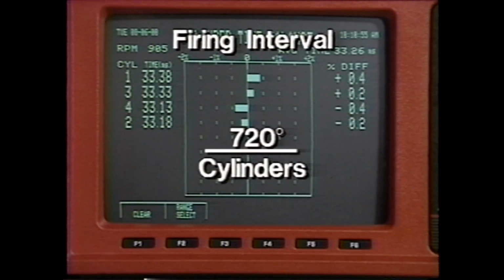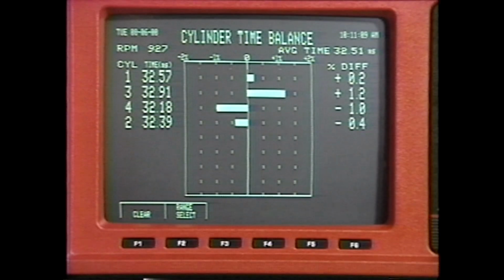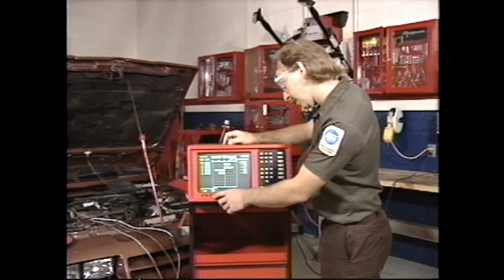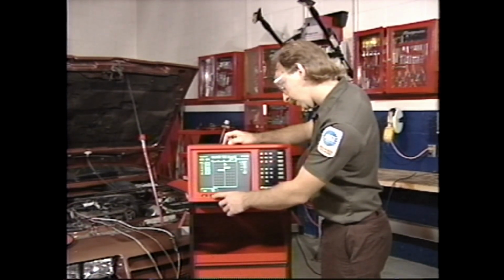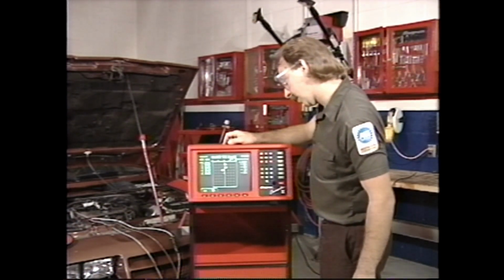The ideal firing interval for even firing four-stroke engines can be calculated by dividing 720 degrees of crankshaft rotation by the number of cylinders. There will be a small amount of variance between cylinder times. If one cylinder varies significantly from the normal difference, a problem exists. There may be some problems with the valve train or compression chamber that will not create a noticeable variation in the pattern. You will have to do other tests to trace those problems.